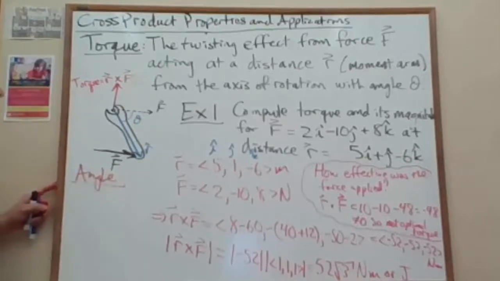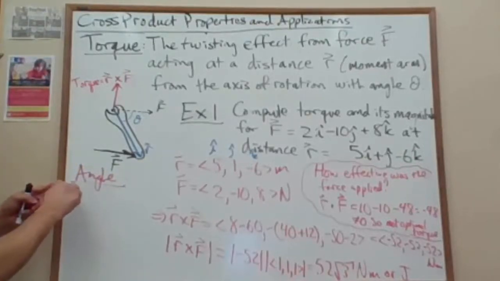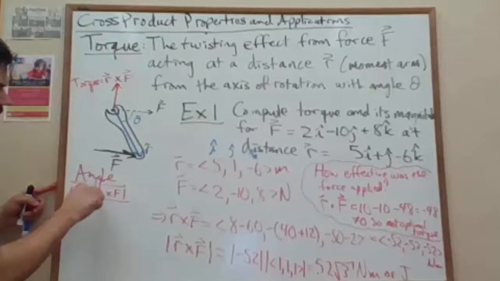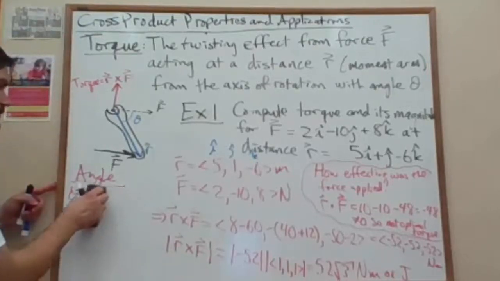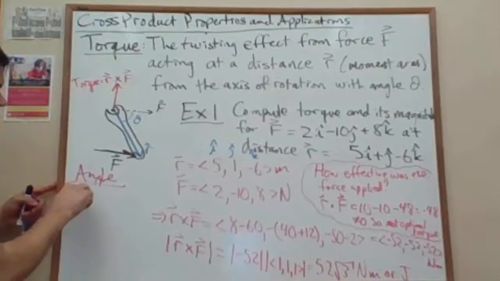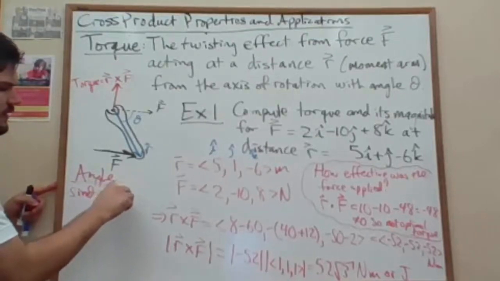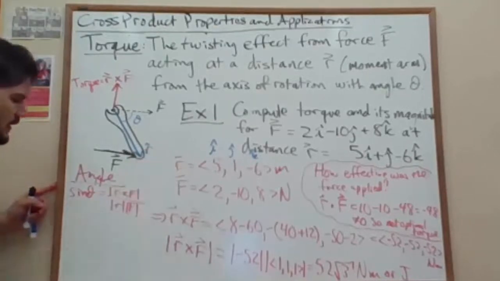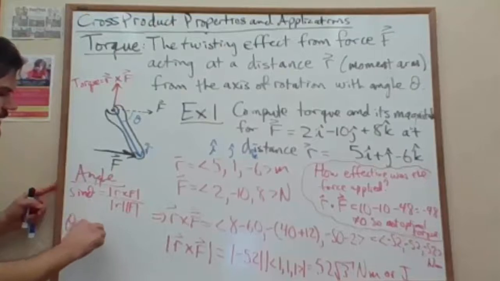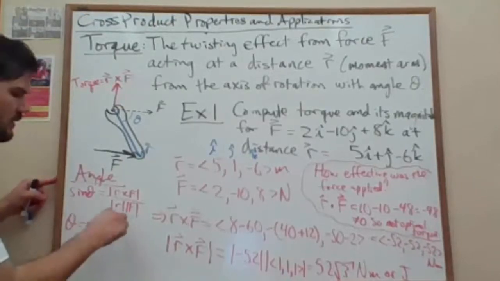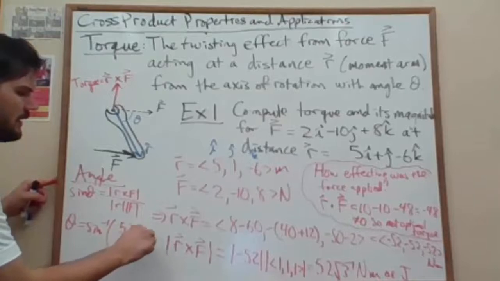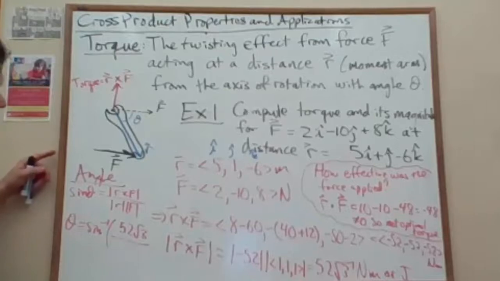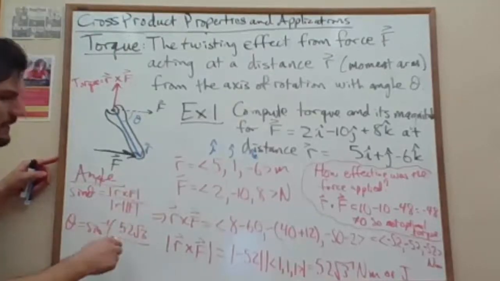I'll do that over here. Angle theta is equal to, I should say, the sine of the angle is equal to the magnitude of r cross f divided by the magnitude of r times the magnitude of f. And so I can find theta by the sine inverse of my 52 root 3 divided by the two magnitudes specifically. This is quite a bit more work, but it can be done.